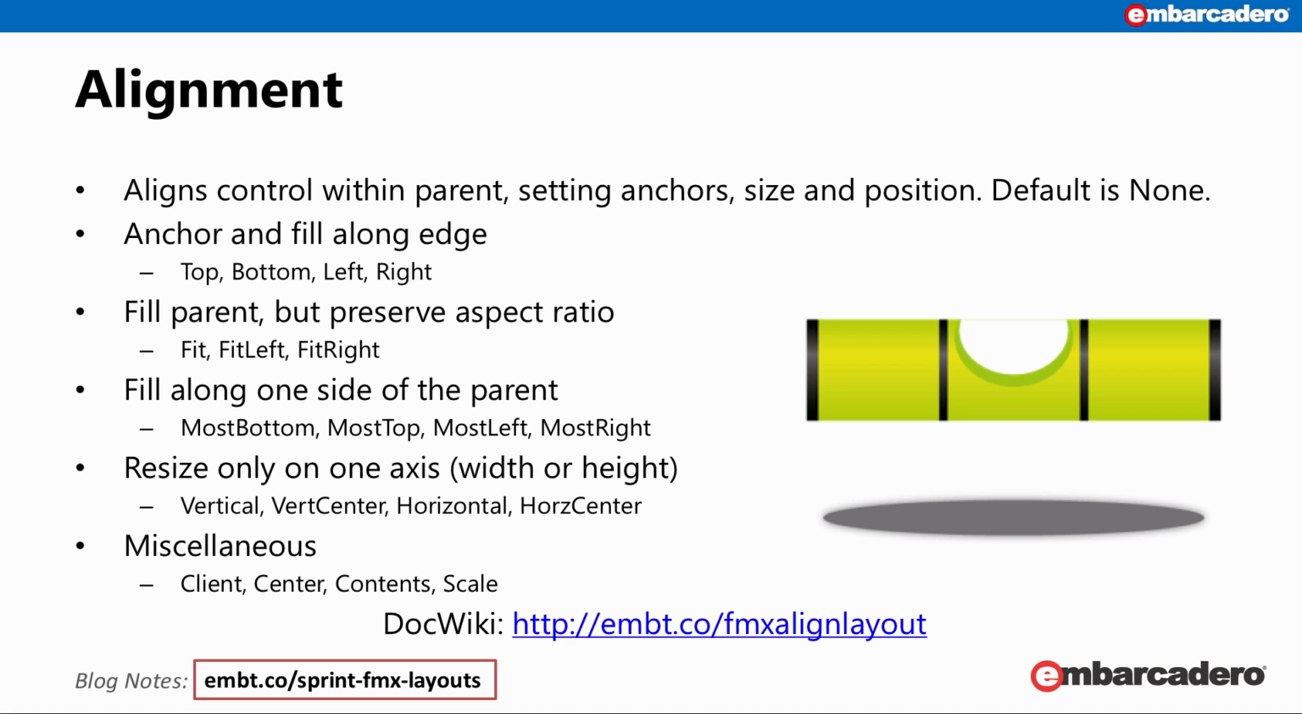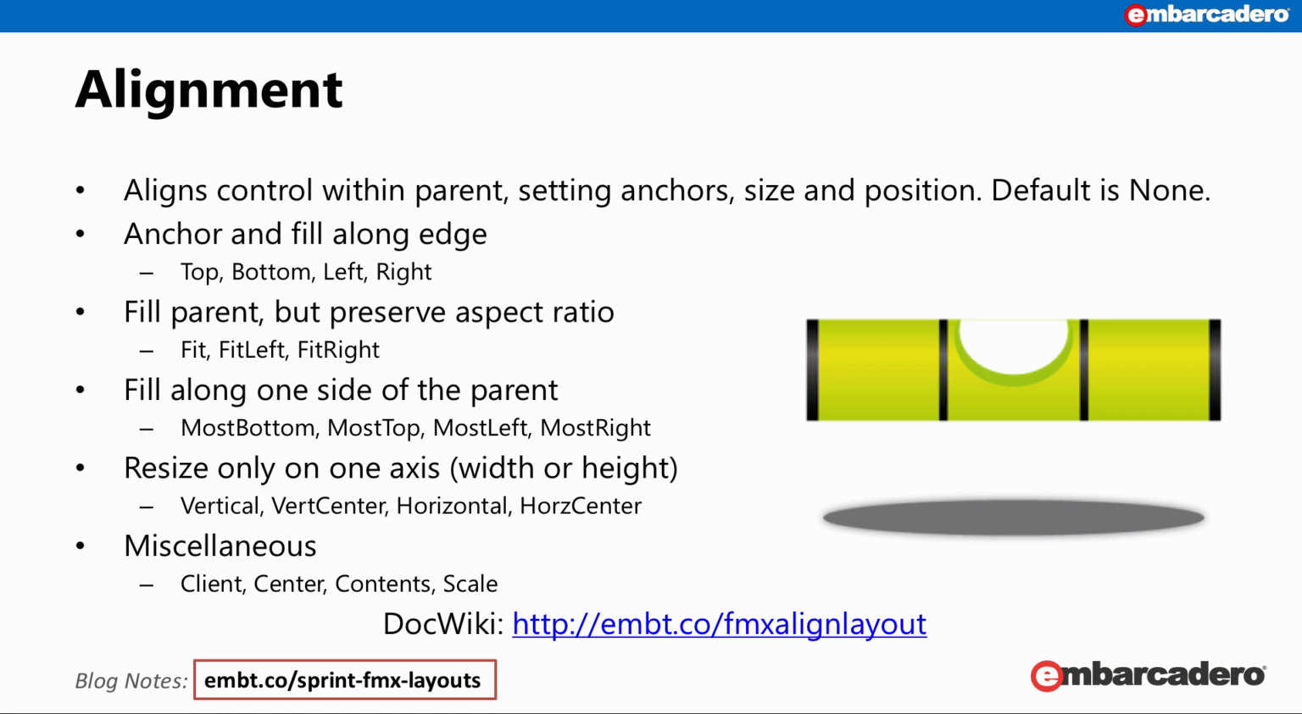And then you can fill along one side of the parent with most bottom, most top, most left, and most right. So the difference with this one is this is the most to the left. For example, if you have something else to the left, this goes to the left beyond that. And so this gives you some ability to prioritize the alignments. You can only resize on one axis if you want to, with the vertical, vert center, horizontal, and horizontal center. Those are similar to the way client works. So client aligns it to fill the entire thing, horizontal and vertical, whereas these only work on one axis, which is kind of cool. So you also have center, which is going to be centered but not expanded.